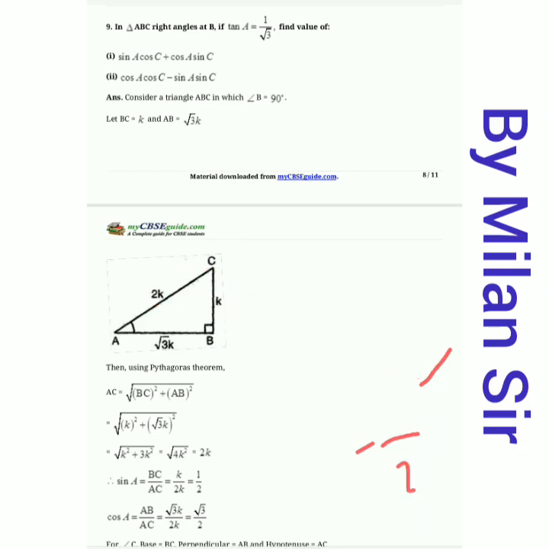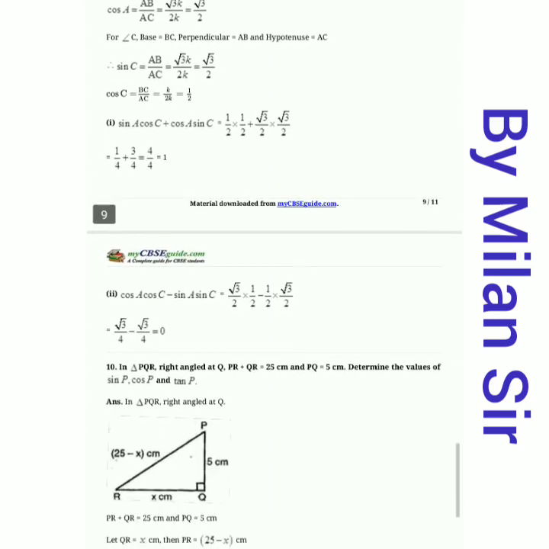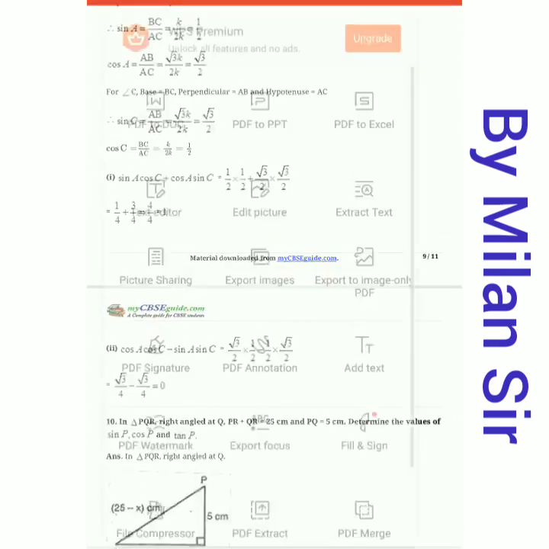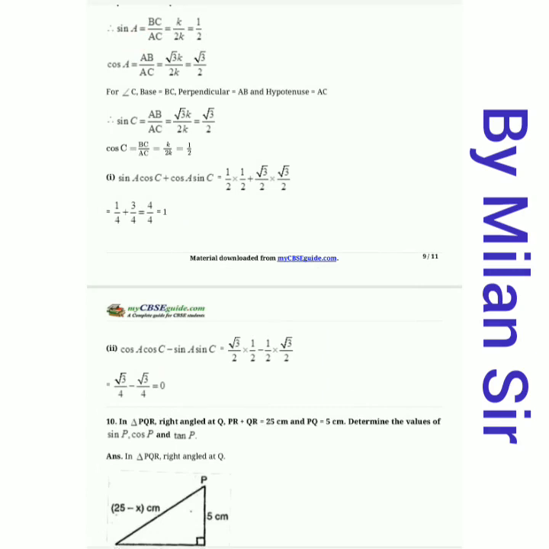Now put these values in your question, you will get the answer. First question, it is sin A into cos C plus cos A into sin C. Put the values of sin A, cos A, sin C and cos C. Your sin A is 1 by 2, cos C is 1 by 2, plus cos A under root 3 by 2, sin C under root 3 by 2.